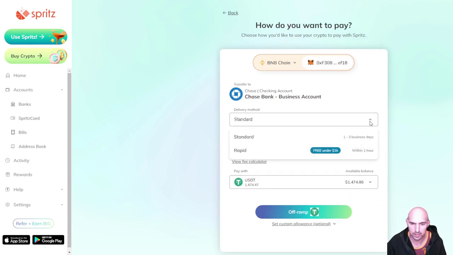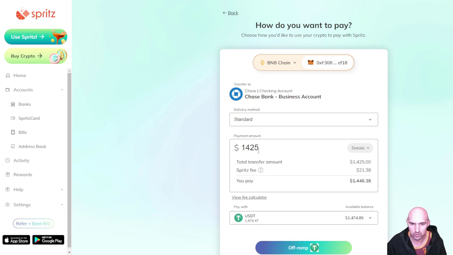Standard, you can do rapid, free for under 1000, but there's a surcharge if you do anything above that. I don't need it right now. I'm not too worried about it. So it's going to be $21. So actually I can probably do like 1,450, and the fee would be $21. If I did super fast, rapid, let's see, $36. So it's about $10 more to get it today. I don't need it today, so I'm just going to do a standard, and it usually just comes tomorrow, so it's not that big of a deal.